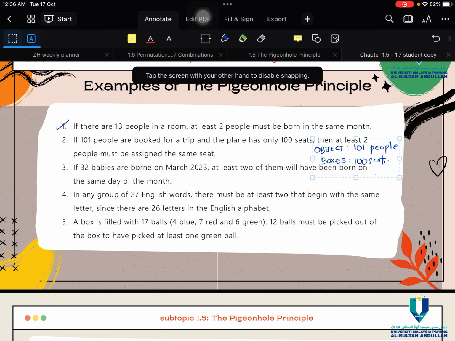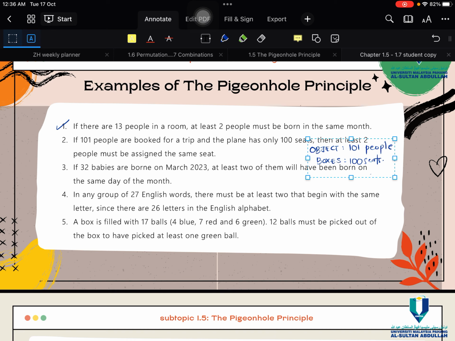Okay. So, yeah. For this example number 2, there are 100 boxes and we are trying to place 101 objects into these 100 boxes. Boleh? Okay, so right now, in this example, what we are doing is we are practicing to see if you can identify what are the object and what are the boxes in the following example.